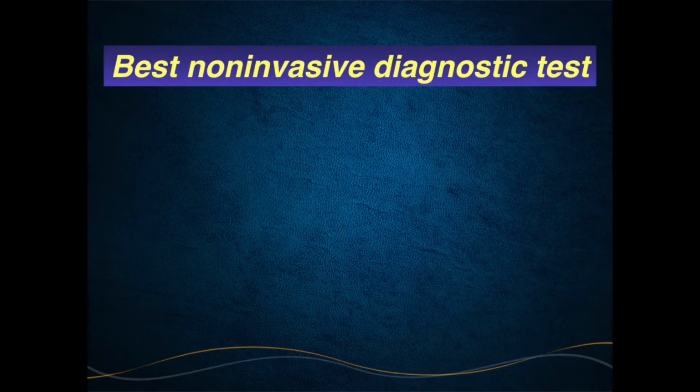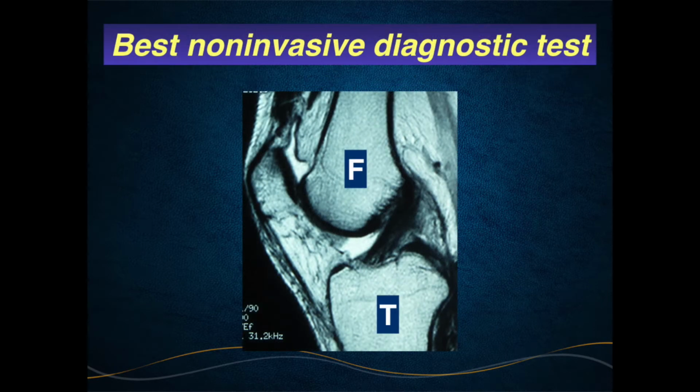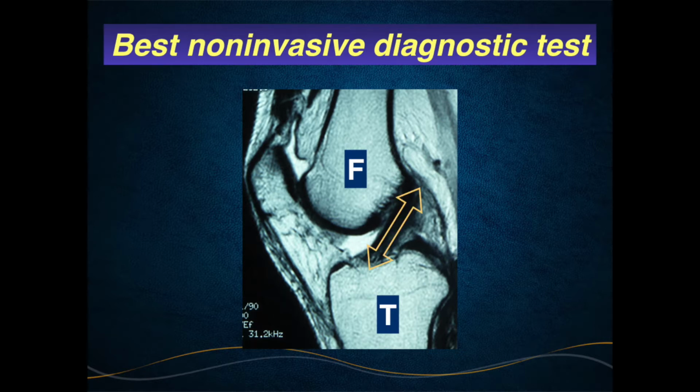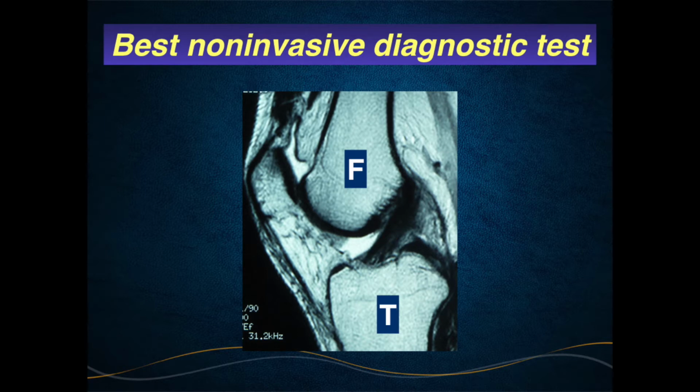Now, the best non-invasive diagnostic test to determine that someone has an ACL tear is an MRI. And this is a side view or sagittal view. F is the femur, T is the tibia, and the double arrow right there is the ACL. It's that thick black structure that should run from the tibia to the femur and be a nice thick straight line.